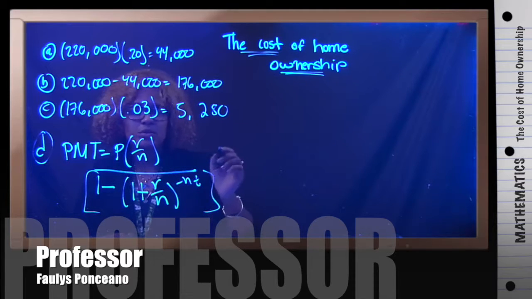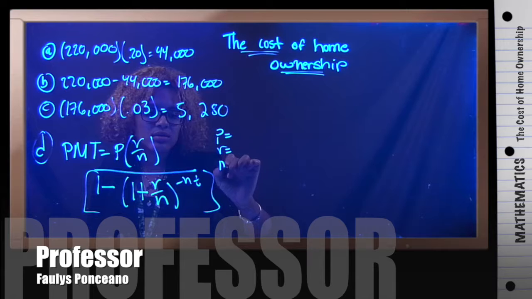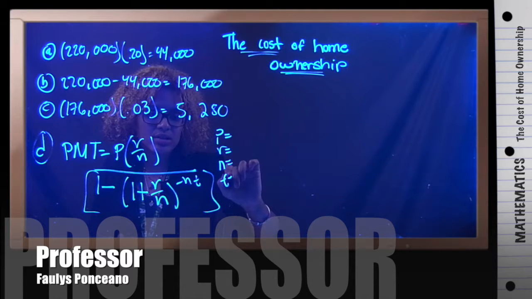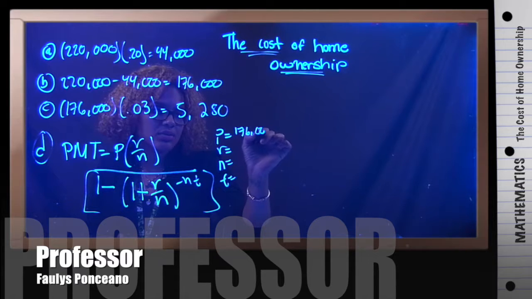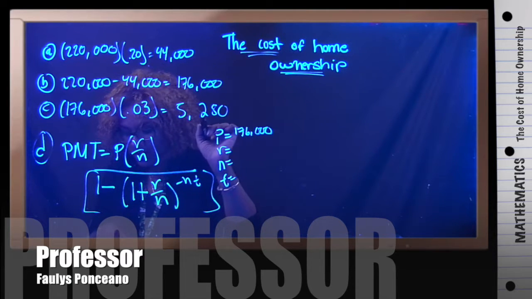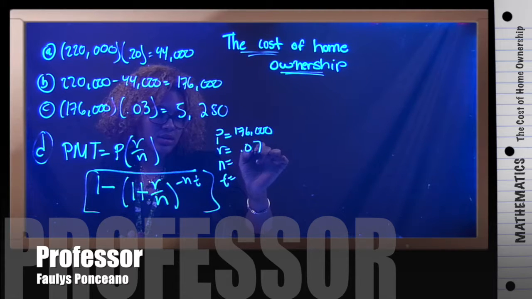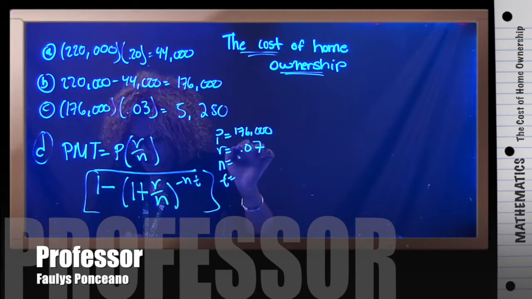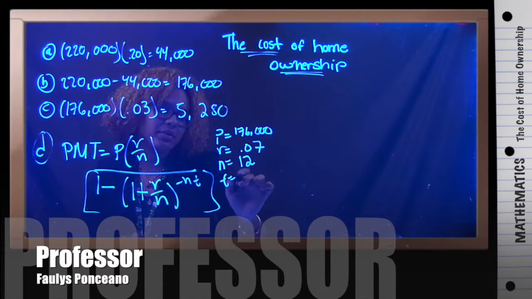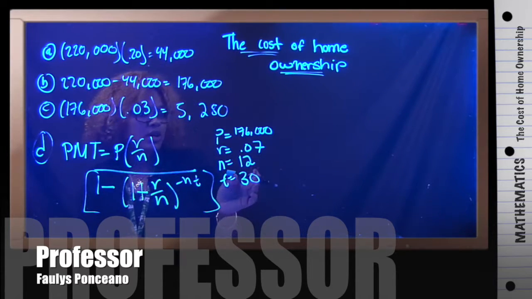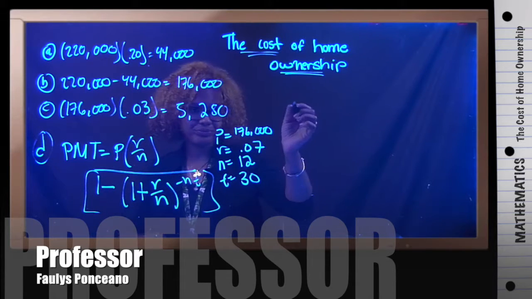So for this formula, I need to have the principal, the rate, the number of periods, and time. The principal I know is 176,000. The rate is 7%, 0.07, and the number of periods is 12 in 1 year, and time is 30 years. So now that you have all the information, let's write that down in the formula.